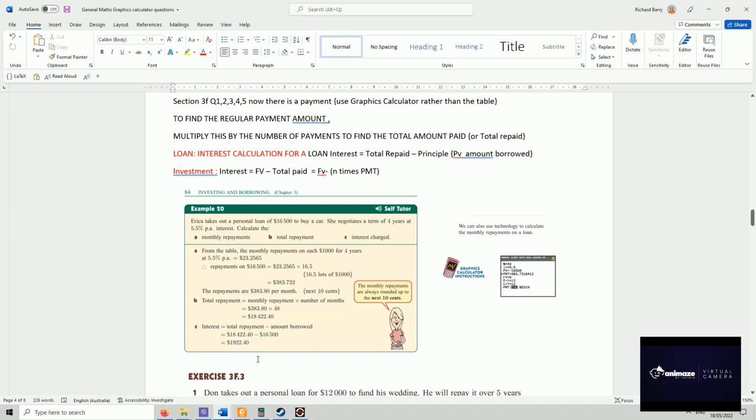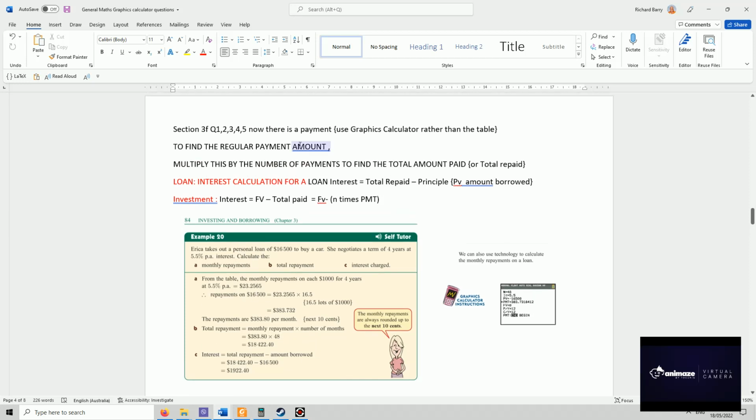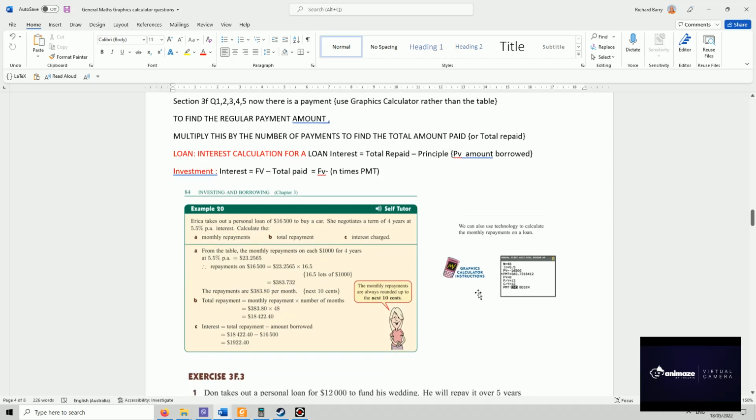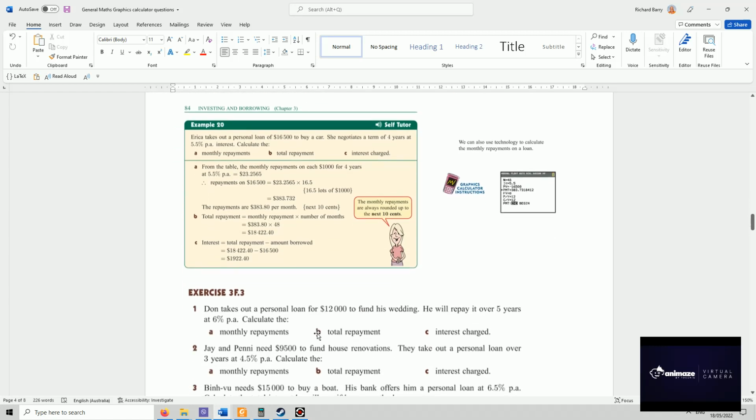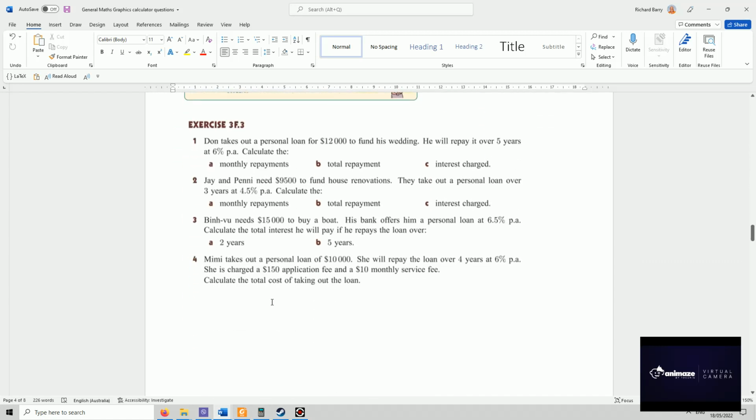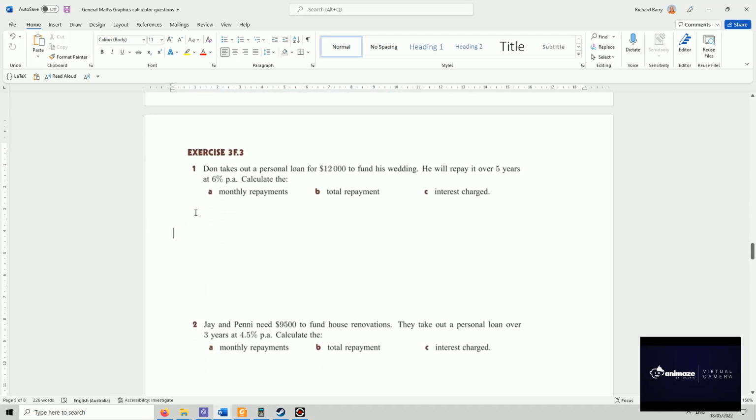Right, so that's the core issue that's going on here. For these sorts of questions, there's going to be a regular payment. It's not going to be zero like the previous questions. Often, you're going to need to find that payment and then do some more maths with it. That's right, so I'm going to do question 1. Let's come down here, question 1.